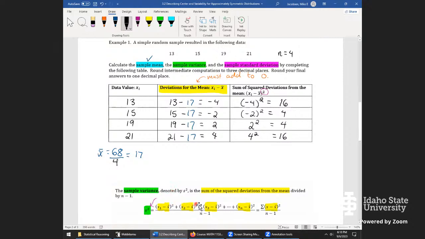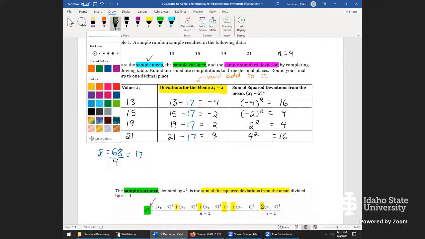We did the squaring portion of all of these. The only thing we haven't done so far is this portion, the summation, or if you're thinking of the expanded formula, we haven't done any of that yet. But they're all right here, so that's our next step. Add the sum of the squared deviations.